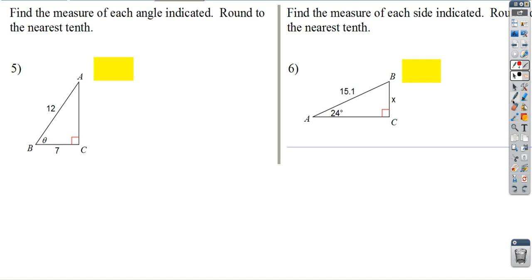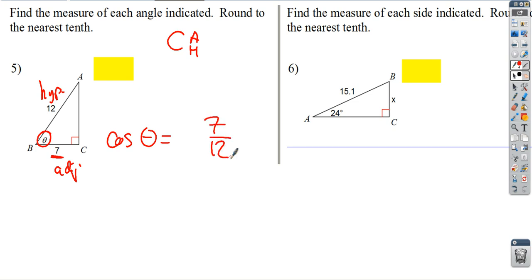Okay, these ones right here ask us to find the measure of each angle. So we want to find the angle theta, and they're giving us adjacent right here, and they're giving us hypotenuse. And if you remember from SOHCAHTOA, the cosine is adjacent over hypotenuse. So we could say cosine of theta equals adjacent 7 over hypotenuse 12.